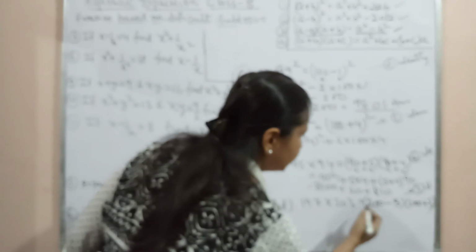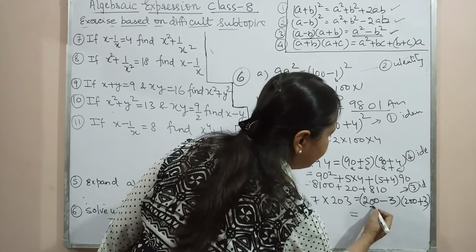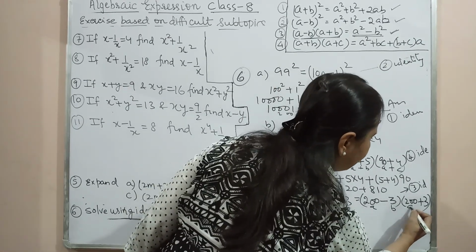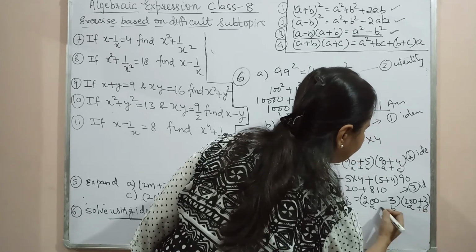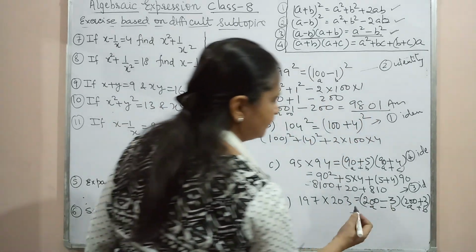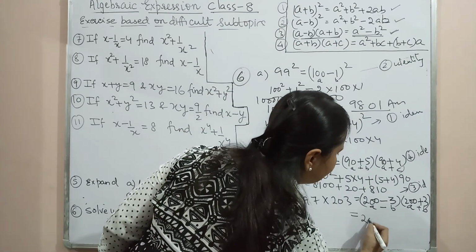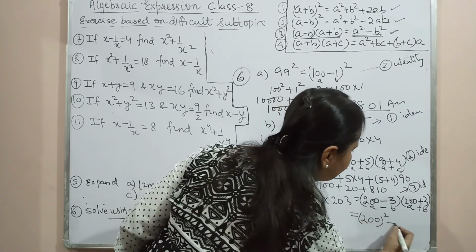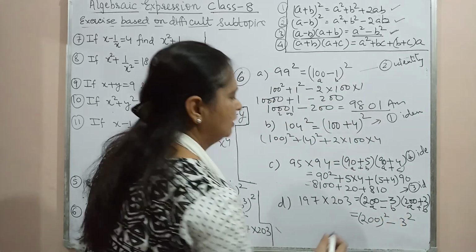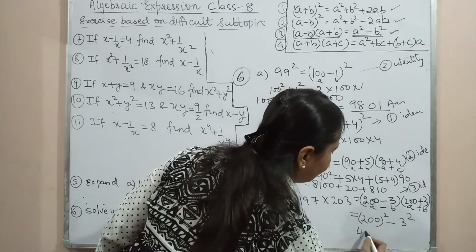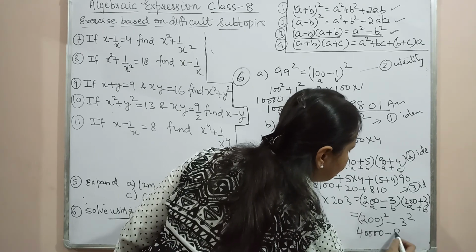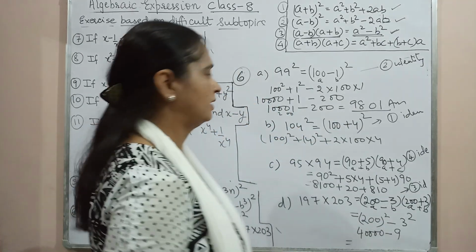Now here, this is a minus b into a plus b. What is its answer? It is a square minus b square. That means 200 squared minus 3 squared. 200, 2 2s are 4 and 4 zeros, minus 3 3s are 9. Solve this and get the answer.